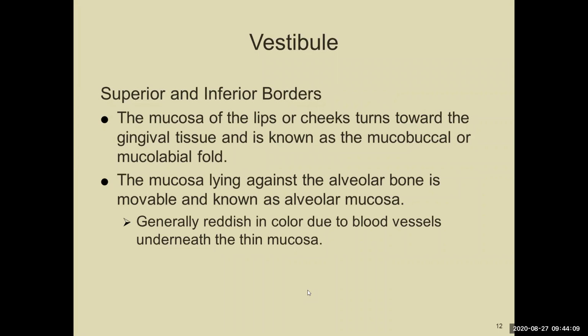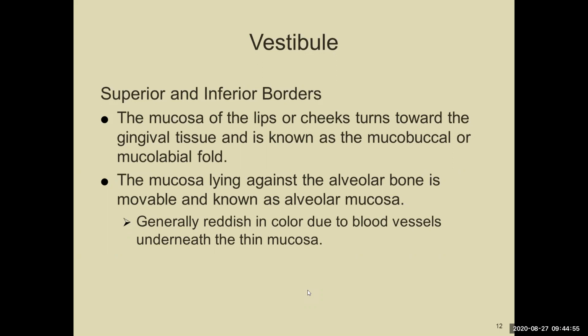Superior, inferior borders. What is up? What is down? Superior is up, inferior is down. So the mucous membrane, or the mucosa, excuse me, of the lips and cheeks turns toward the gingival tissue. So we've got the lip and we're looking inside the mouth. So it's turning towards the gingival tissue, and that's known as the mucobuccal or mucolabial fold. So the labial is the lips, the buccal are the cheeks. So that's why there's two different terms. Are you talking about the lips or the cheek part of it? Muco is the mucosa.